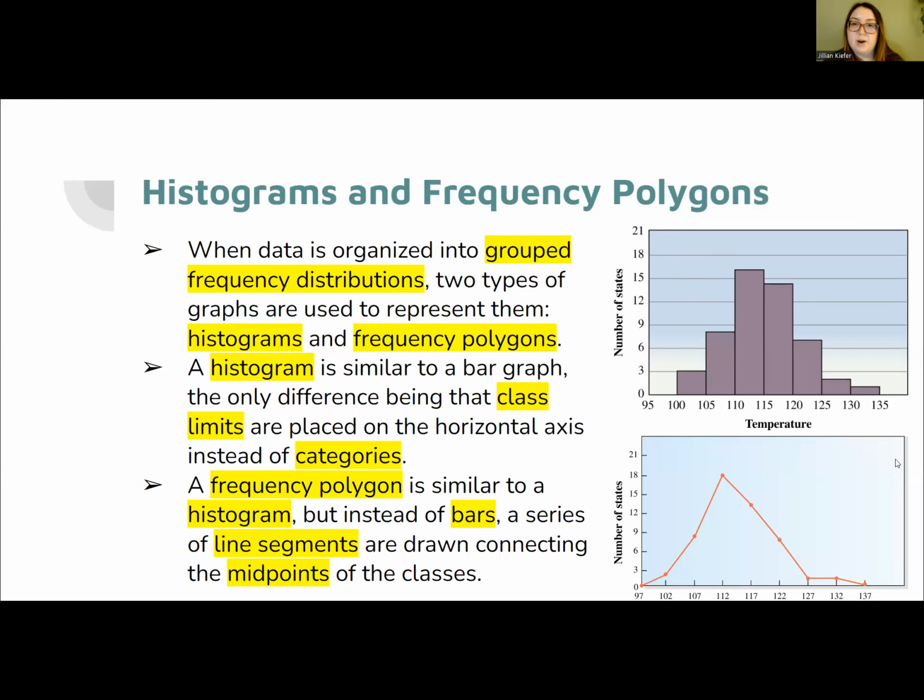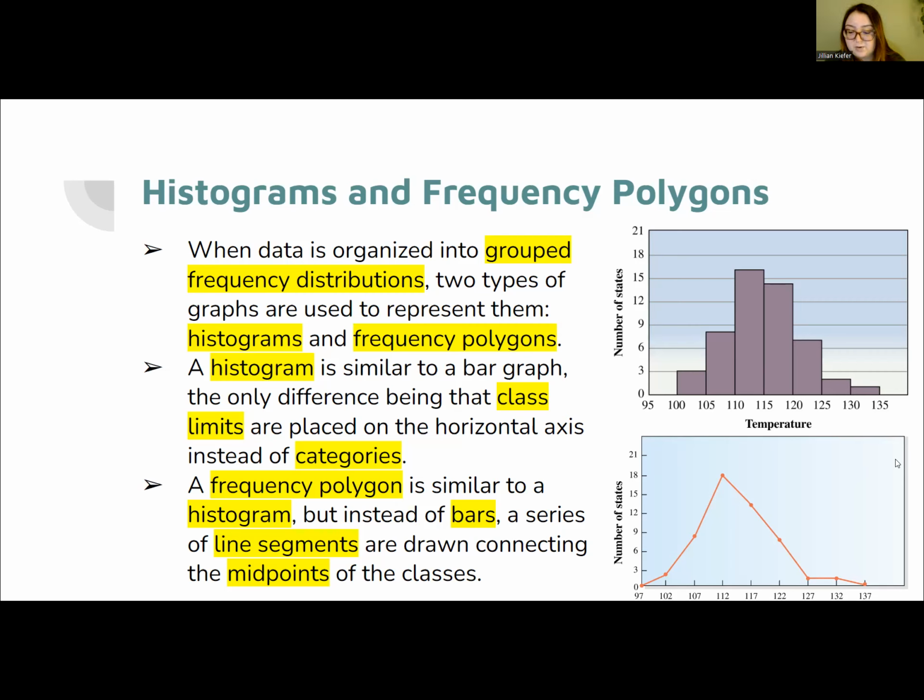Now we're going to look at histograms and frequency polygons. When data is organized into grouped frequency distributions, two types of graphs are typically used to represent them: histograms and frequency polygons. A histogram is very similar to a bar graph, the only difference being that the class limits are placed on the horizontal axis instead of categories.